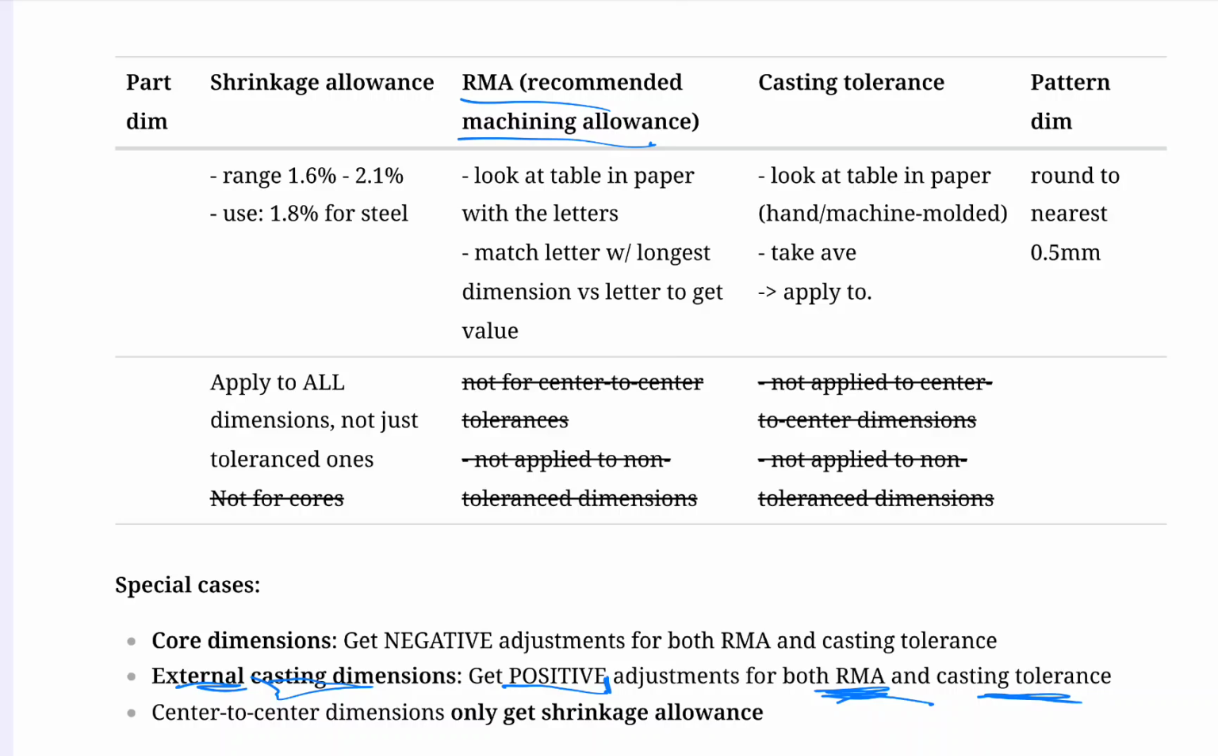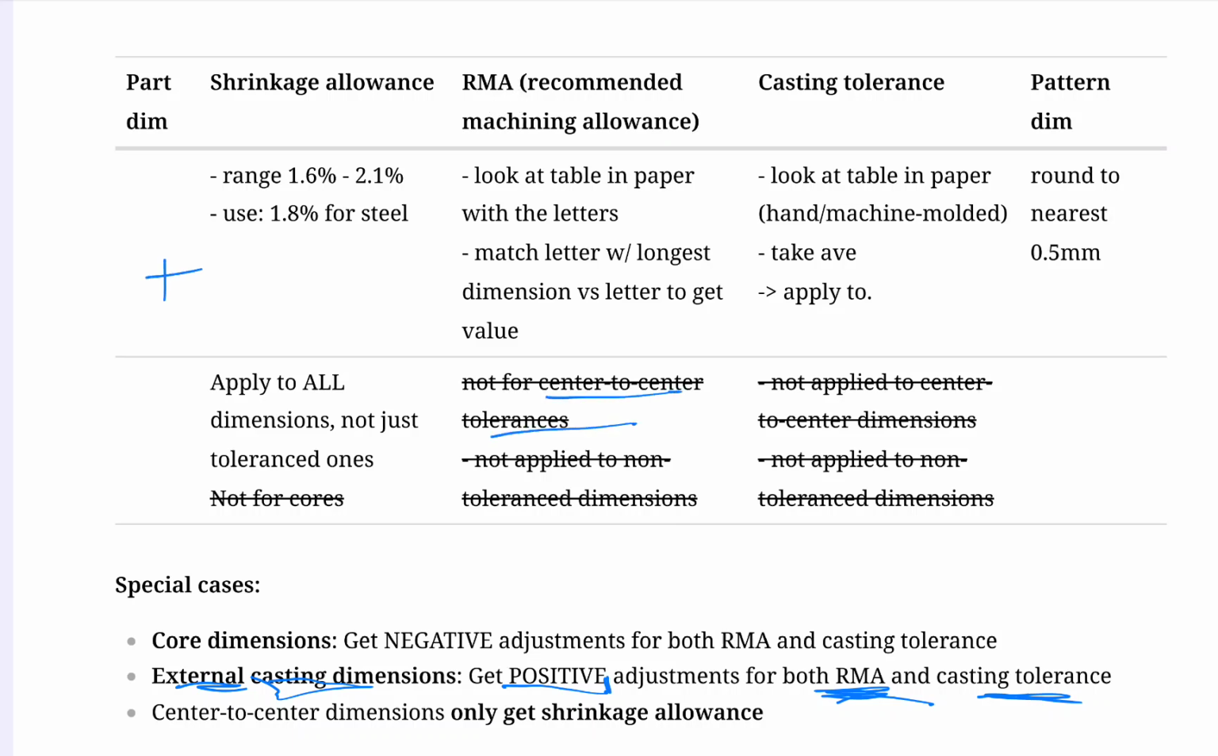The longest dimension determines the RMA that you use. So you match the letter with the longest dimension, or the dimension that is closest to it in those columns. It is on the last page of the paper. We'll have the tables that I'm referring to here. Things that the recommended machining allowance is not applied to: it is not applied for center to center tolerances.